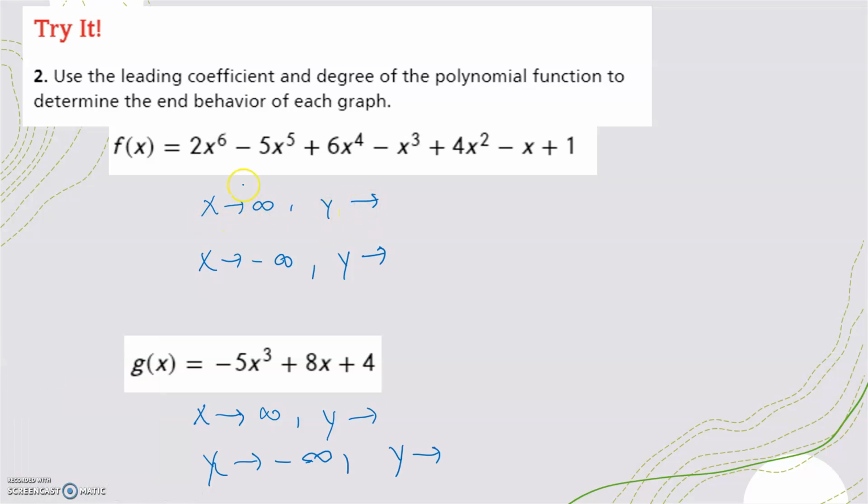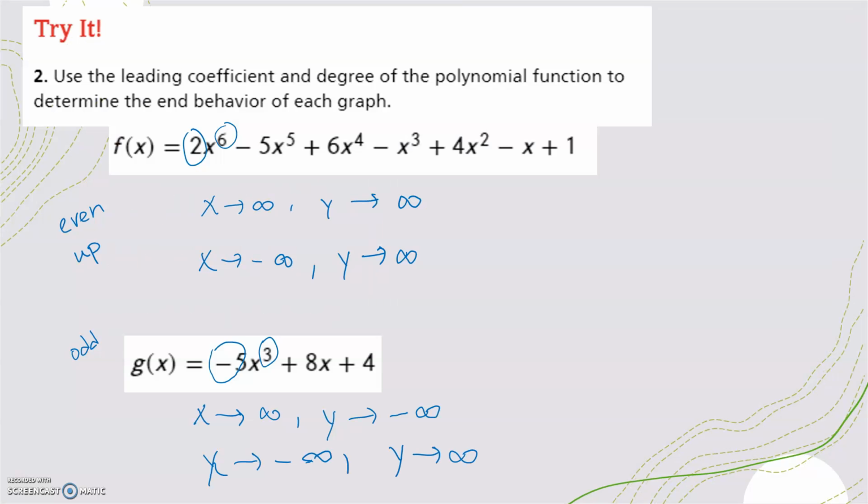Okay, so this one is even because it's a sixth degree, and the leading coefficient is positive, so both of these are going to point up. Both of these y's are going to positive infinity. This one is odd, because the 3 is odd. So these are going to mismatch, and because we have a negative leading coefficient, our y-coordinate to the right will point down, and then they mismatch because it's odd.